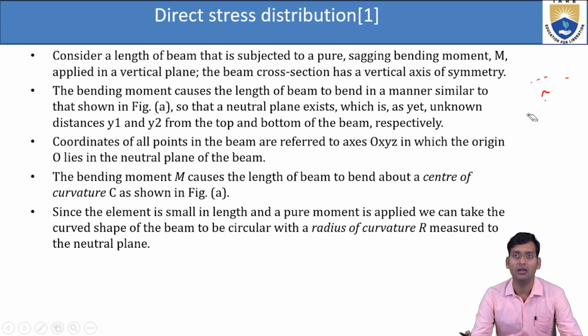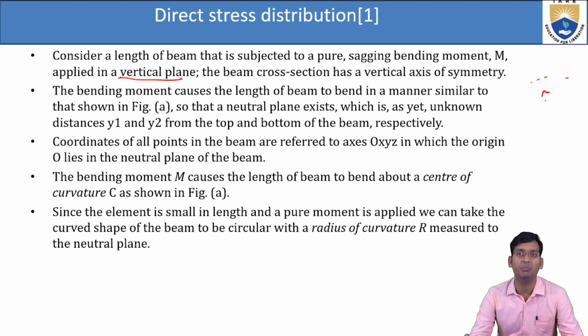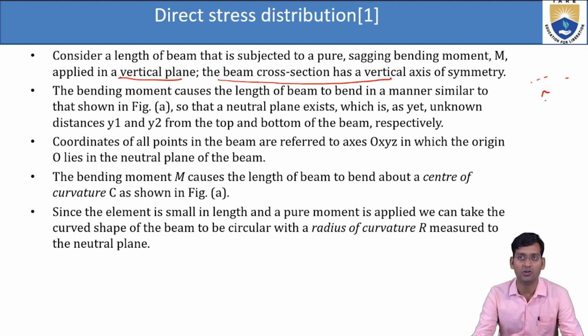Sagging bending moment M applied in a vertical plane. So just see, that's why it's applied in a vertical plane. The beam cross section has a vertical axis of symmetry. The beam cross section should have what? A vertical axis of symmetry. Whatever the beam is, along the vertical axis, it should be symmetrical about both the axes.